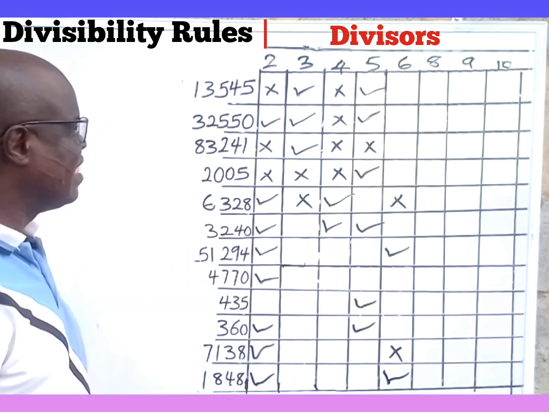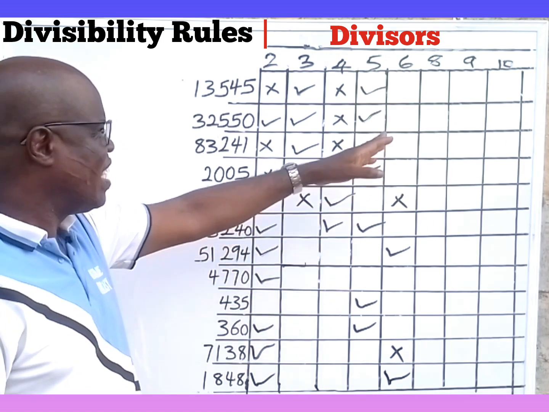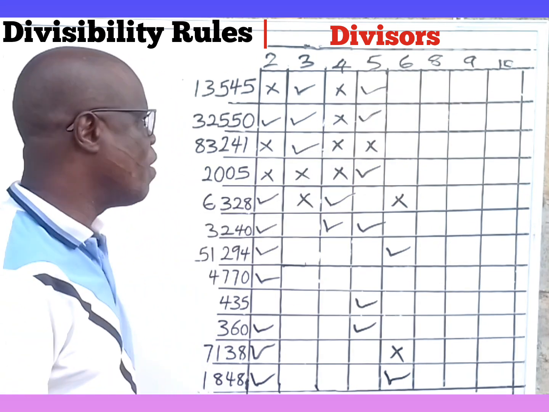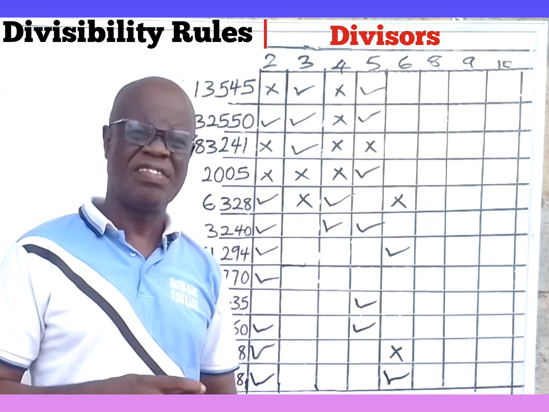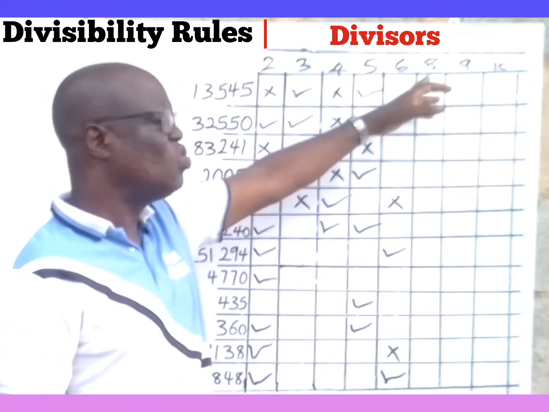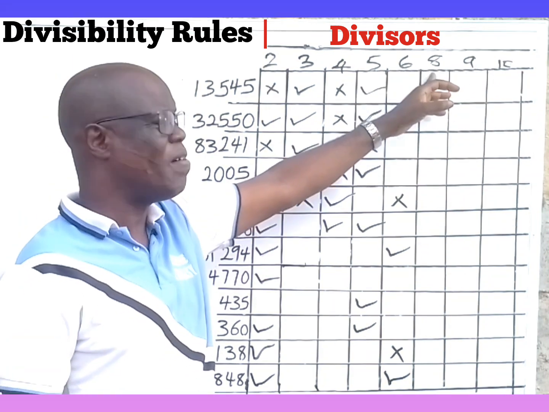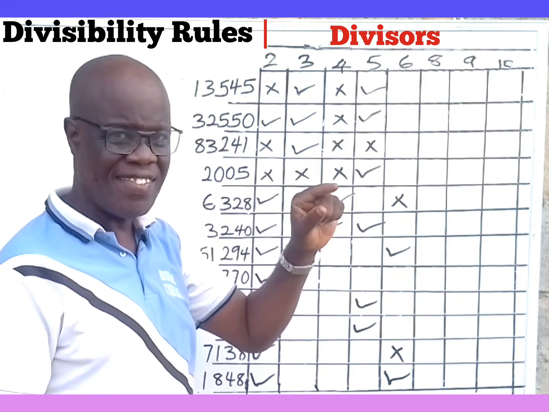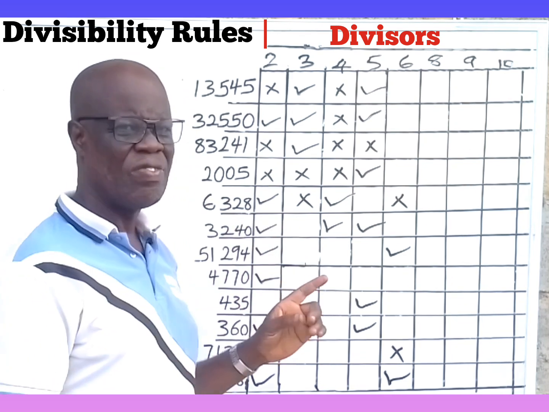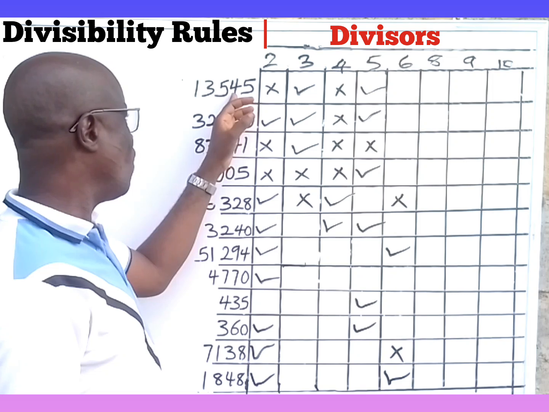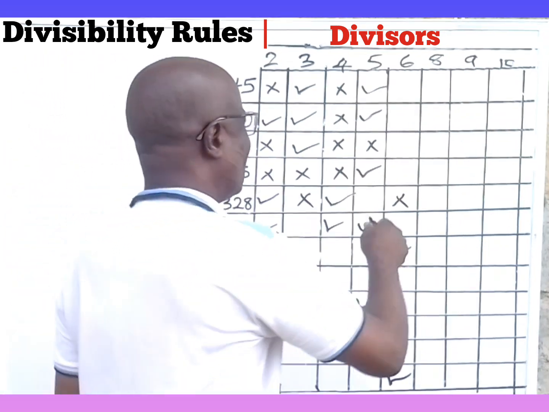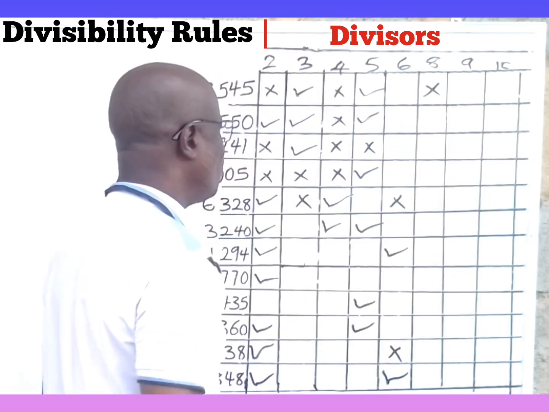Now let's look at rules for 8. Divisor 8. How do we know that a particular number can be divided by 8 exactly without remainder? Look at the last 3 digits. Can the last 3 digits be divided by 8 without remainder? This is 5, 4, 5. If you divide this one by 8, there will be remainder. Therefore, this one is not part of it.